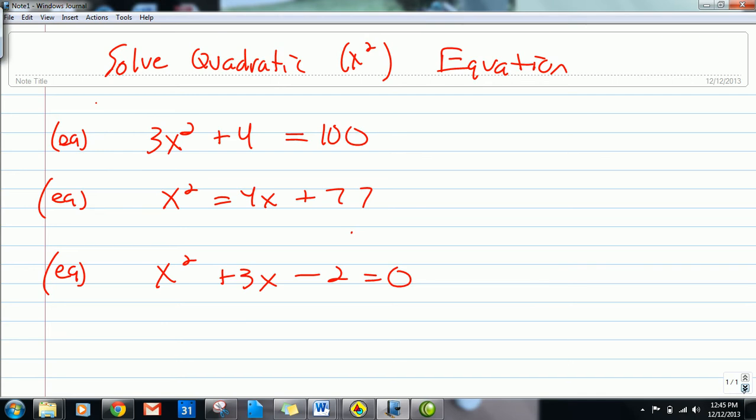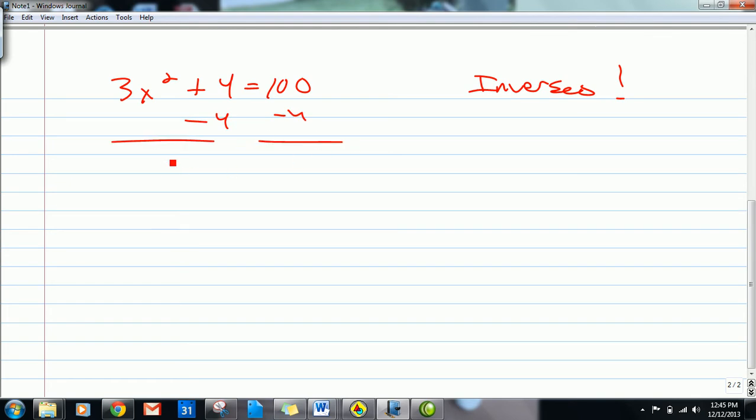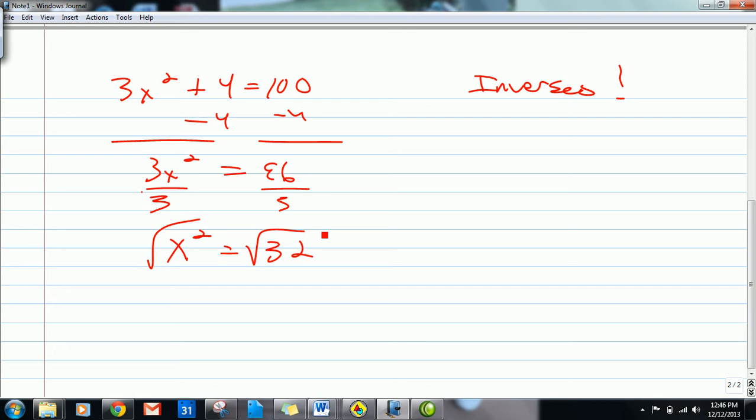So let's talk about how I would approach the first one. So 3x squared plus 4 equals 100, right? I'm just going to use inverses, right, to isolate and chip away at the x. So I'm going to subtract 4 from both sides, right? That's the inverse operation of adding 4. All right, I'm going to divide by 3. That's the inverse of multiplying by 3. All right, and now I'm going to take the square root of x squared, which is the inverse of squaring, right? Now when we do that, don't forget there's a plus or minus out front here.